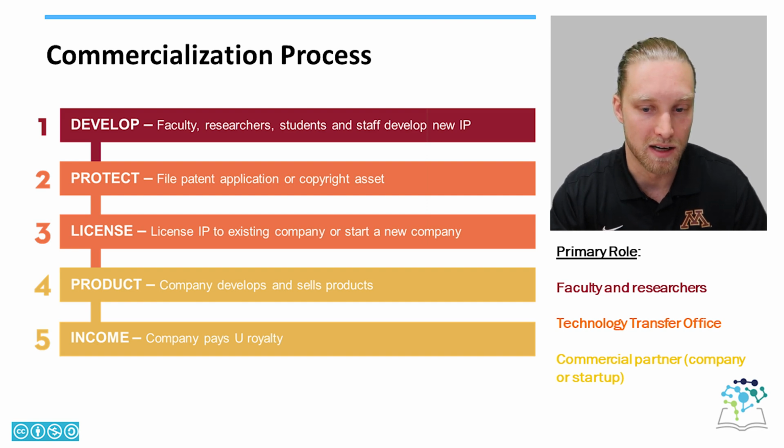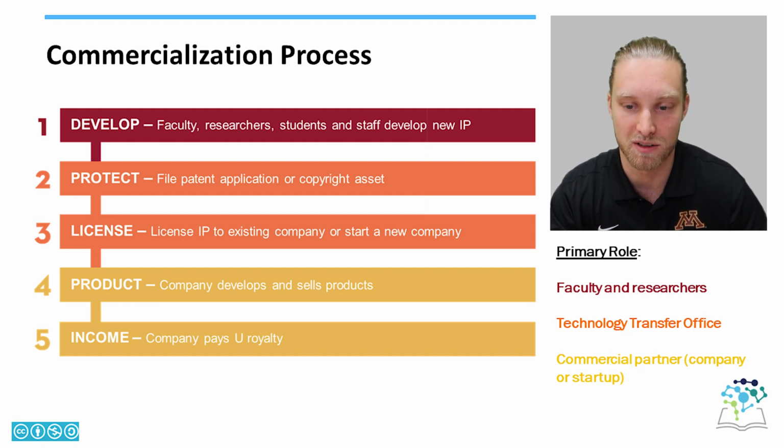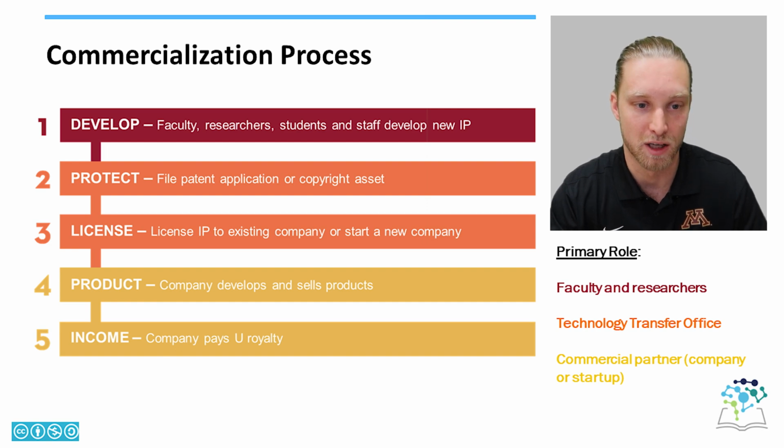All right, here's a high-level overview of the commercialization process. Now, if it was as easy as just steps 1 through 5, that would be great, but it's not. But this is just a high-level overview. And really, step 1 starts with you as the faculty and the researchers, and it's that development piece. So you're developing new IP, either making new discoveries or inventing new methods or devices. And then once you have that invention or discovery identified, that's when you should be reaching out to your tech transfer office. Their role in this is to help protect and license that intellectual property asset, whether that's a patent application, an issued patent, or a copyright asset, or some other form of intellectual property.